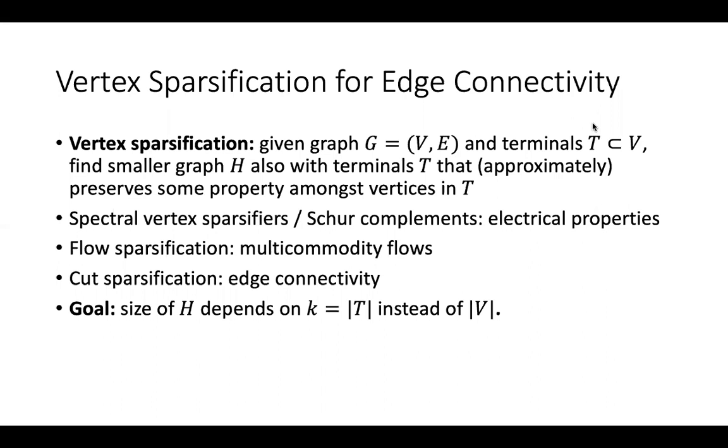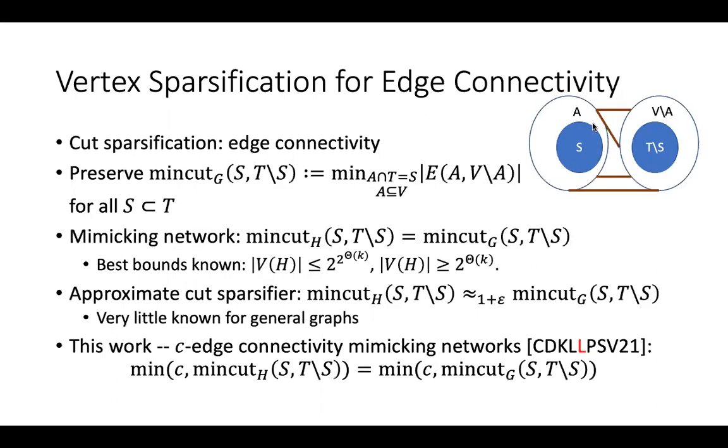The goal of a vertex sparsification problem is to prove that you can construct a graph H whose size depends only on T, and the smaller the dependence on the size of T, the better. Throughout this talk, we're going to let K denote the size of T. In this talk, we're going to be focusing on vertex sparsification for edge connectivity. So let me just formalize that problem.